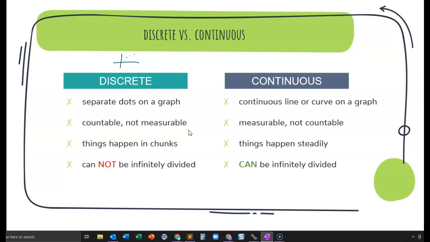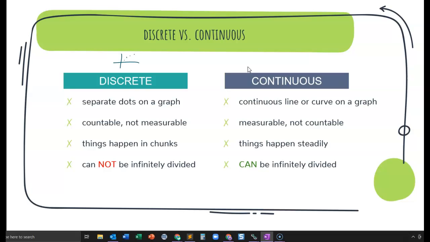Now, to contrast that, continuous functions will have a connected line or curve. They tend to be measurable rather than countable. Rather than things happening in chunks, things will happen steadily over time. And they can be infinitely divided. You should be able to divide it in half, or in quarters, or in thousandths, or in millionths.